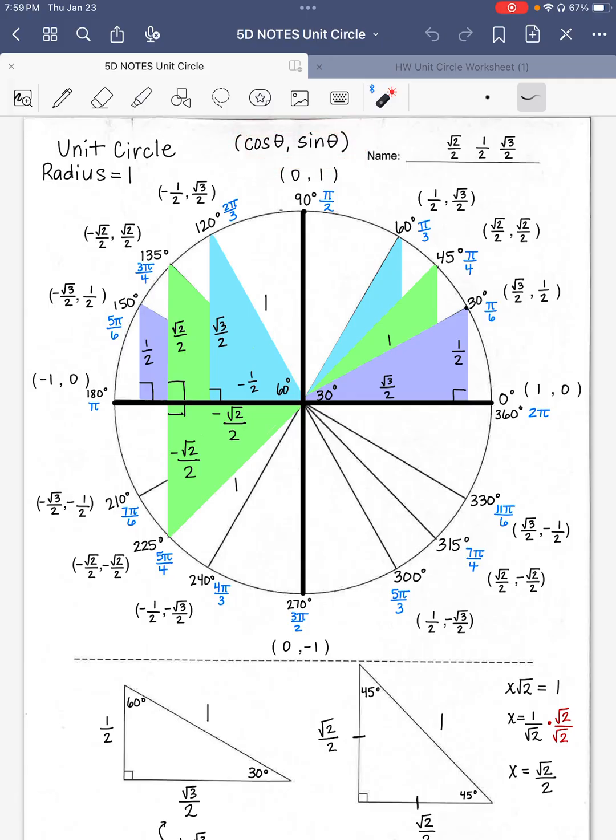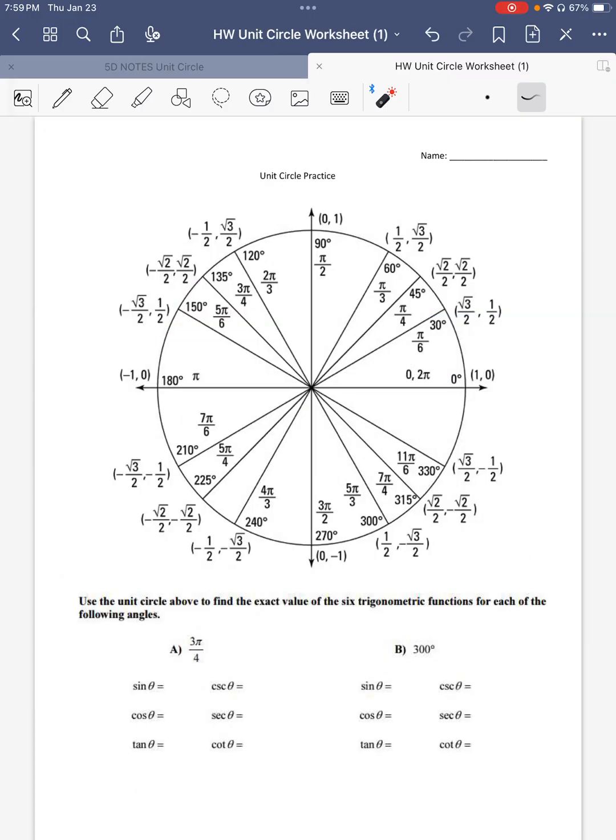So let's use that information to start the first problem of this worksheet. So for the first problem, we are going to use our unit circle. Okay, 3 pi over 4 radians is here. It's 135 degrees. Well, we just realized that in the unit circle, the cosine of the angle is the x value, and the sine of the angle is the y value.